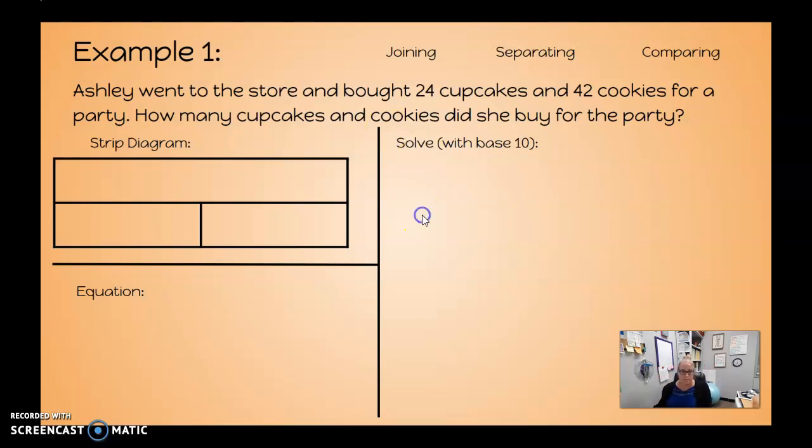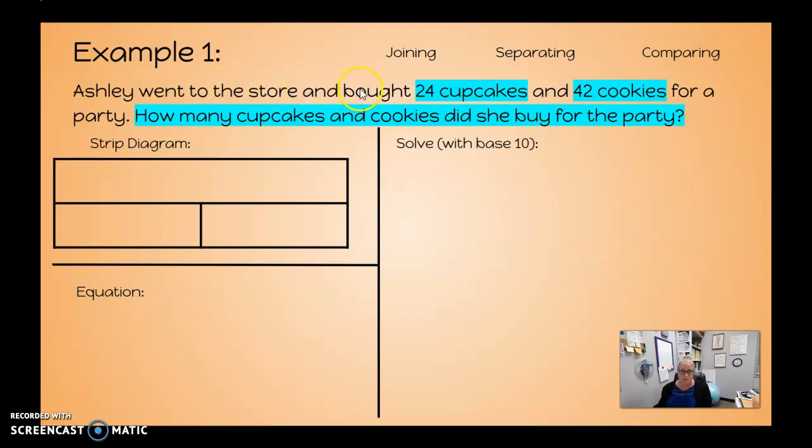So let's look at it one more time. Ashley went to the store and bought 24 cupcakes. I highlighted that because that's important. And 42 cookies. I highlighted it because it's important. For a party. How many cupcakes and cookies did she buy for the party? So are we going to join the cupcakes and cookies? Are we going to separate the cupcakes and cookies? Or are we going to compare the cupcakes and cookies? If you said that we were going to join, you are correct. This is a joining situation. I want to know how many she bought all together for the party, so I'm putting them together.